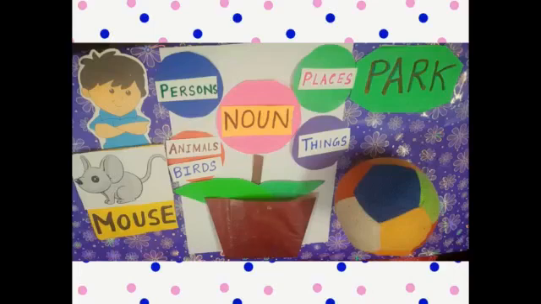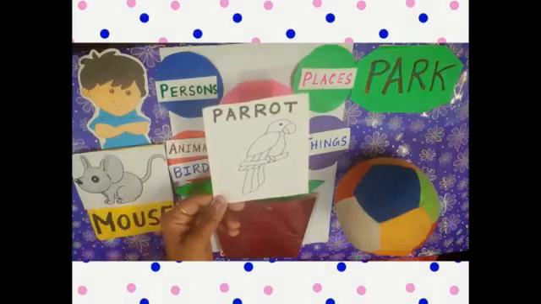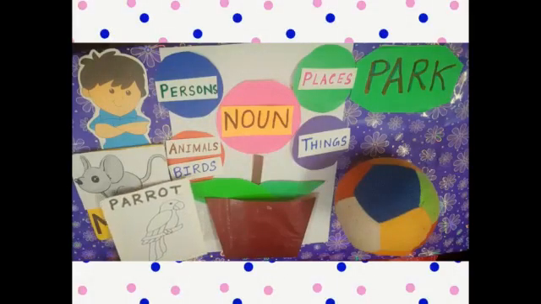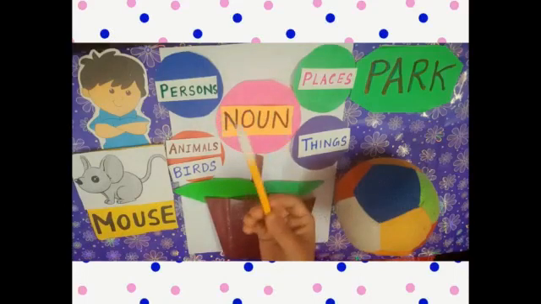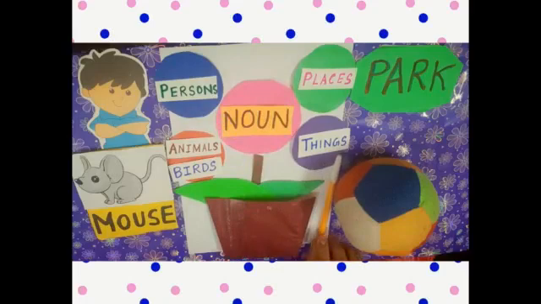You can explore some more examples. Suppose I have taken this bird, parrot. So I should place it here in the parrot, in the bird. Suppose I have taken this sketch pen. So what is this sketch pen? This is a thing. So I should place it here in the thing.